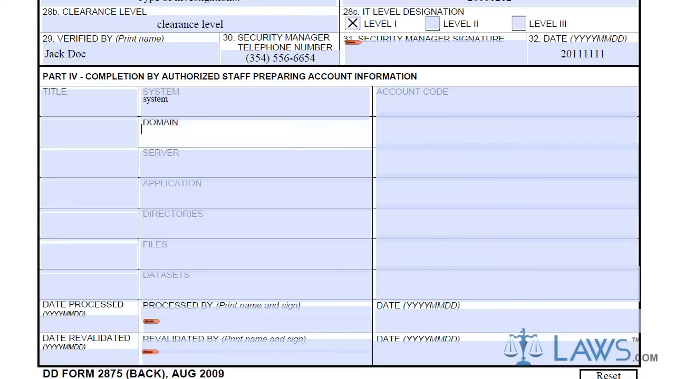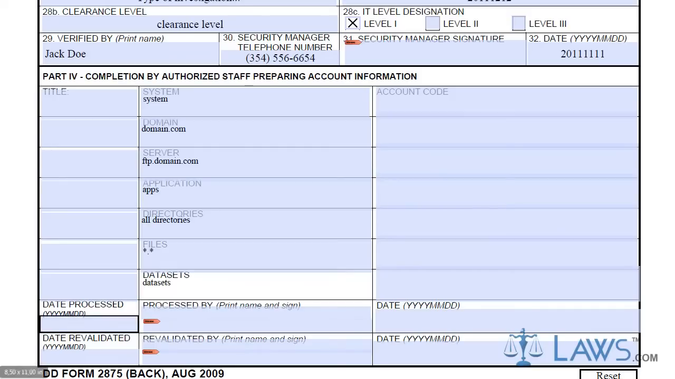If specific information about the system needs to be supplied on the DD Form 2875, this information should be listed in Part 4, explaining the specific systems, domains, servers, applications, directories, files, or datasets that will be accessible. Once all sections have been completed by the proper authorizing parties, the form should be submitted to the approval authority.